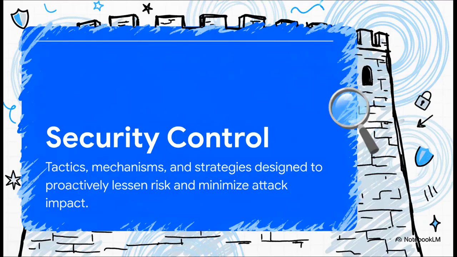So, to put it simply, security controls are all the different tactics and tools we use to protect our stuff online. They are our digital moats, guards, and gates. And look, this isn't just about super high-tech firewalls. A control can be anything from sophisticated antivirus software to something as simple as making sure all employees get training on how to spot a phishing email.